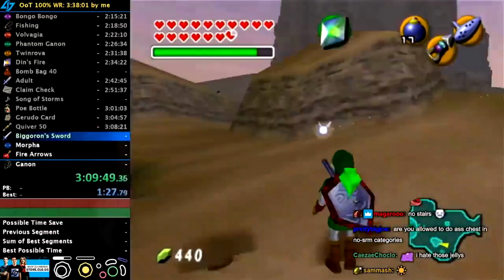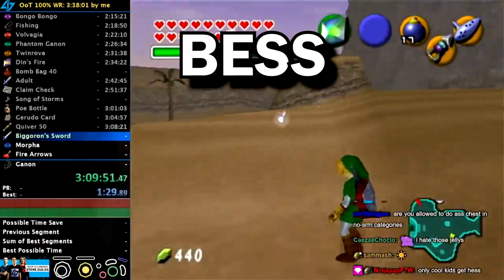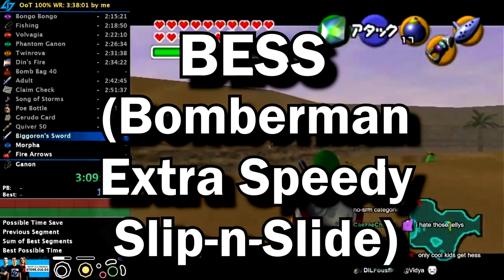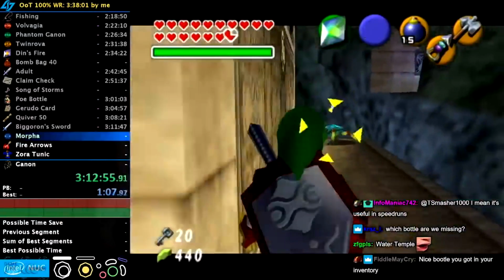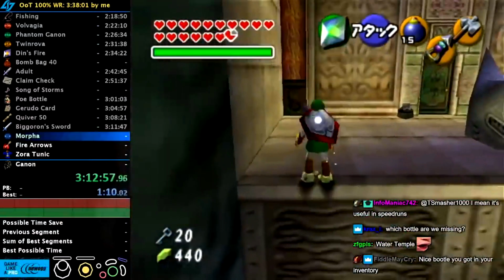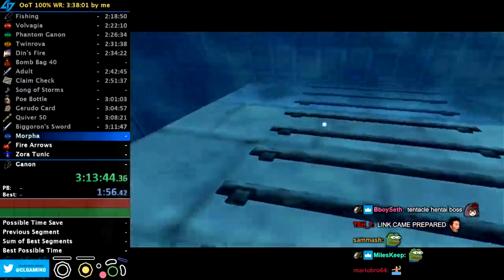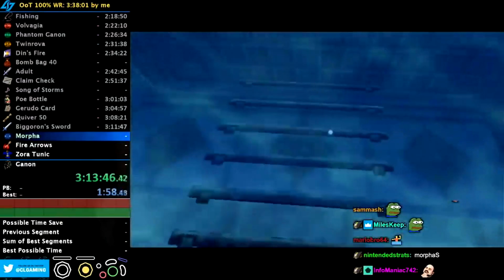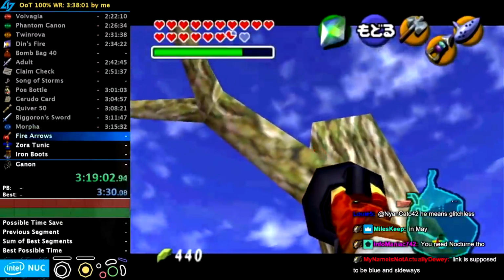This was actually what led to the creation of the BESS, or the Bomberman Extra Speedy Slip and Slide technique for short. This exploit is a way to move backwards incredibly fast by using the recoil of a bomb explosion, and is a necessity when running the no rolls percent category.